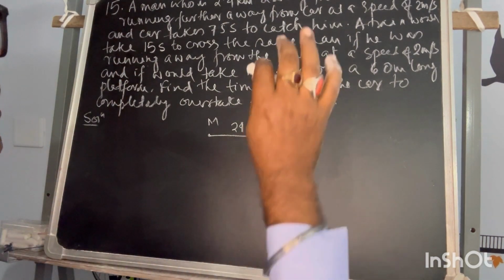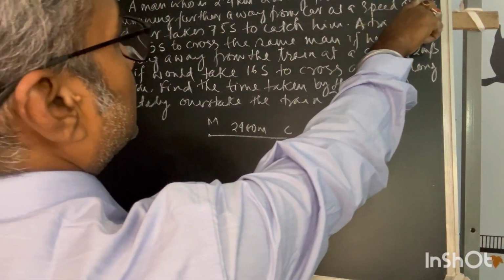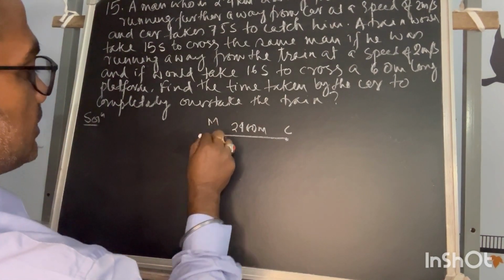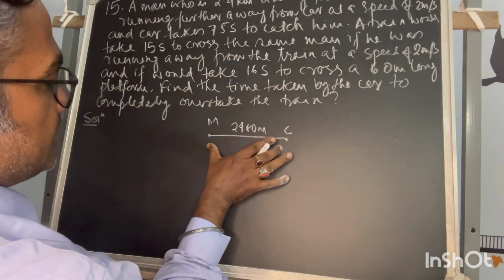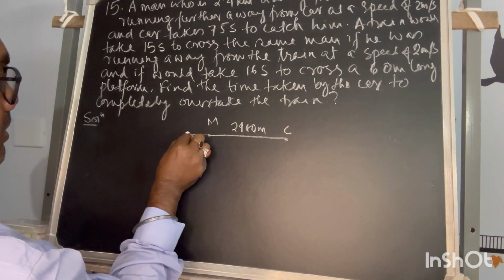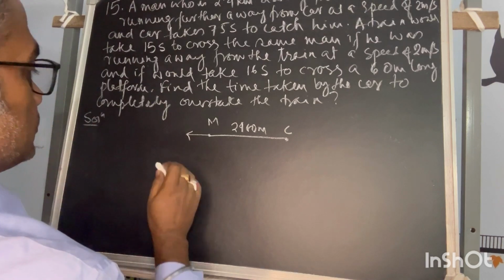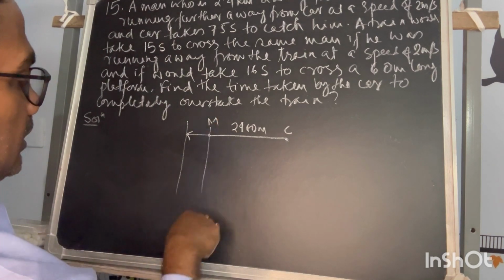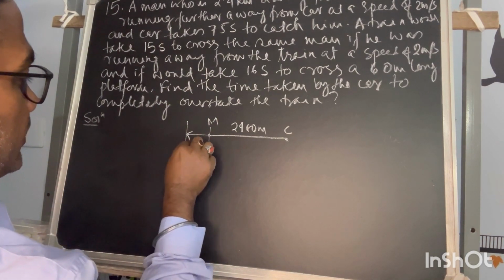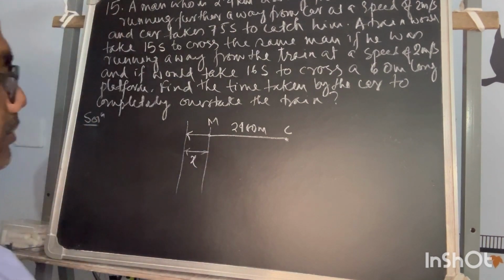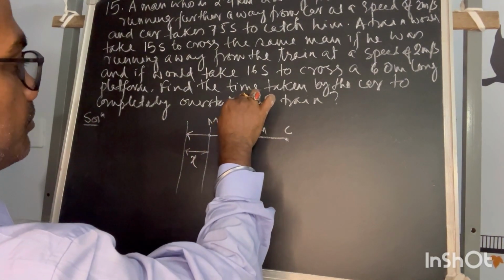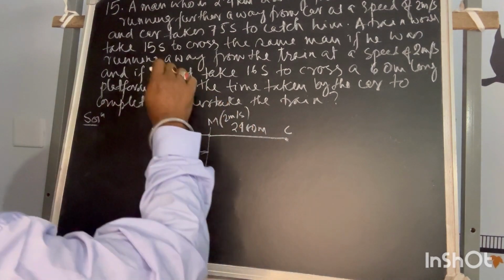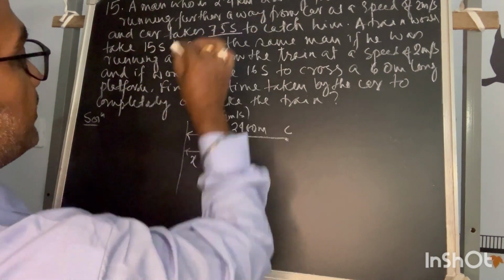The man starts running further away from the car. If the car is here, the man is here, and the initial distance means the man is moving this way. After moving some distance, let's say the car is here, the initial distance is this, and the man has moved by a distance x. The man's speed is 2 meters per second, and the car catches the man after 75 seconds.